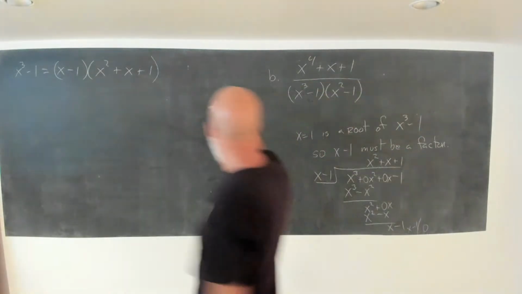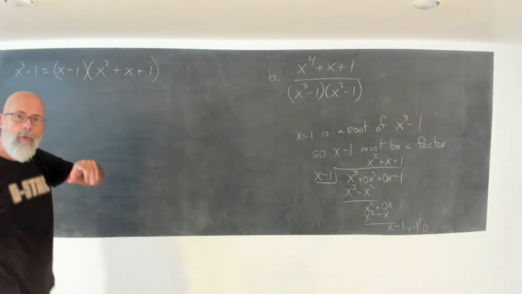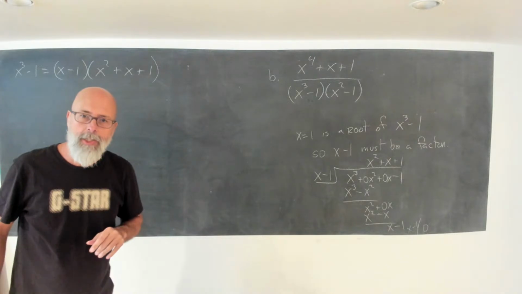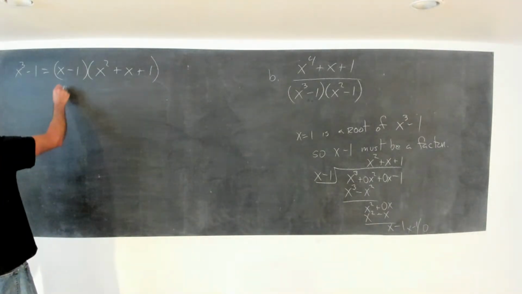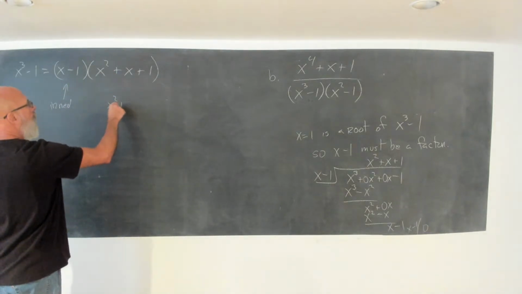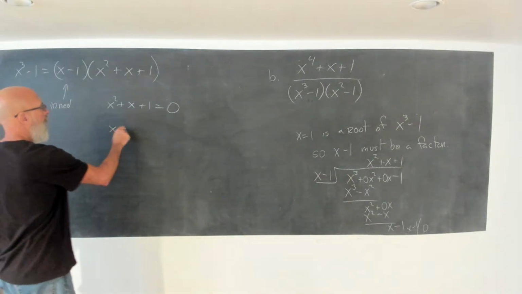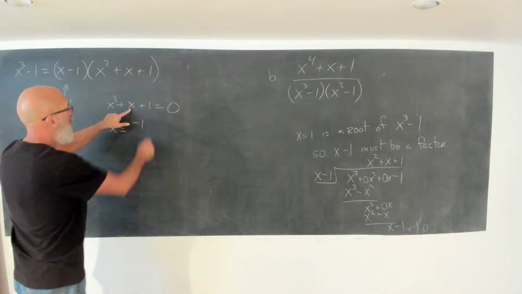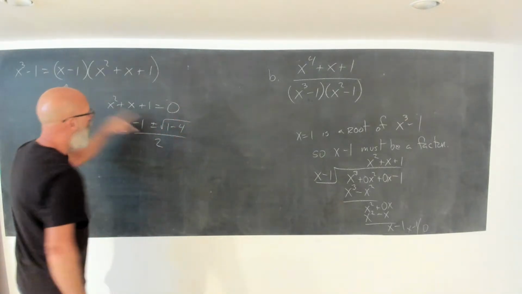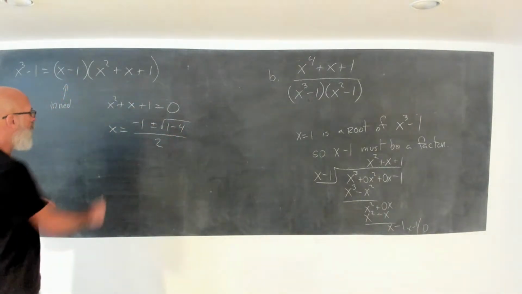All right, so what? Of course, x minus 1 is irreducible. It's degree 1. What about x squared plus x plus 1? And what about this one? If we look for the roots, negative b plus or minus square root of b squared minus 4ac over 2a. The discriminant here is negative, no real roots, so this is irreducible as well.